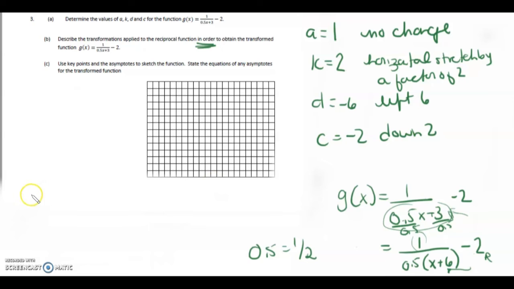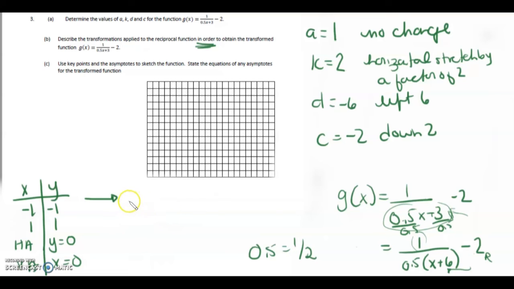Okay, so for the 1 over x function, what we want to use for our base points is (-1, -1) and (1, 1). And then we also want to state the horizontal asymptote and the vertical asymptote. The original horizontal asymptote is at y equals 0, and the original vertical asymptote is at x equals 0. Okay, so now what's going on in this graph? For the x's, there's a stretch, so 2x, and we're also going left 6. For the y's, no change and then down 2, so y minus 2.